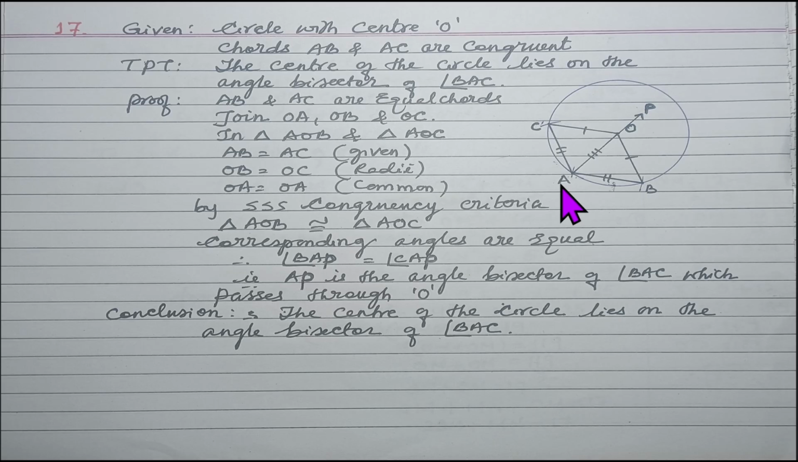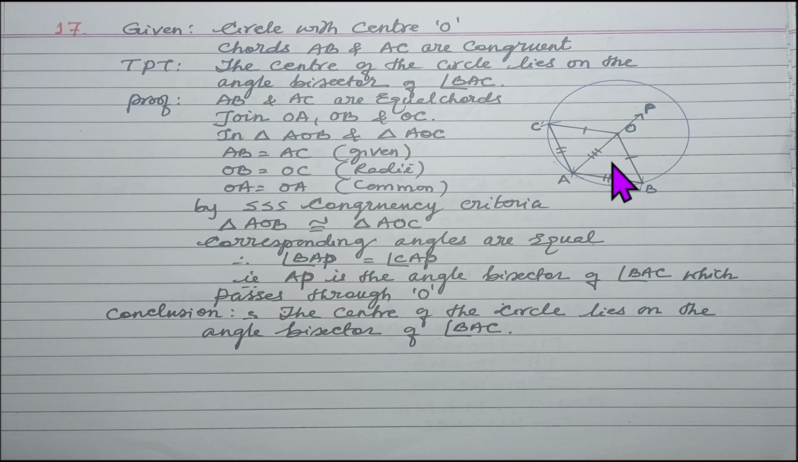Now for the proof, let us go for the construction. Let us join OA, OB and OC. Now in triangle AOB and triangle AOC, two triangles are there. AB is equal to AC because they are equal chords, given to us. Now OB is equal to OC, radii, and OA is common to both the triangles. That means these two triangles, AOB and AOC, are congruent by SSS congruency criteria.